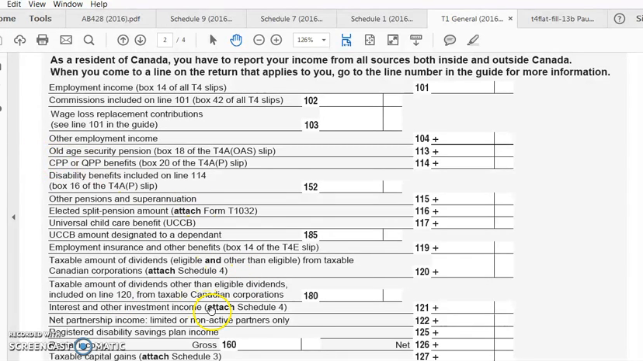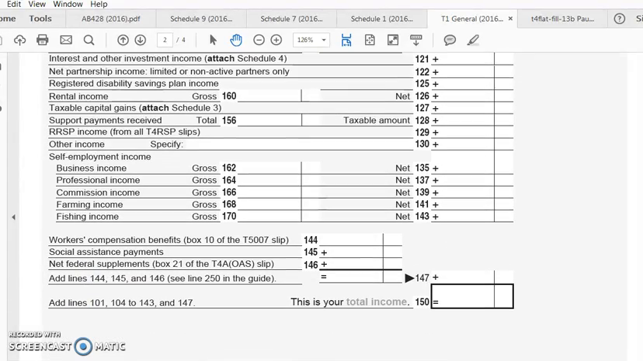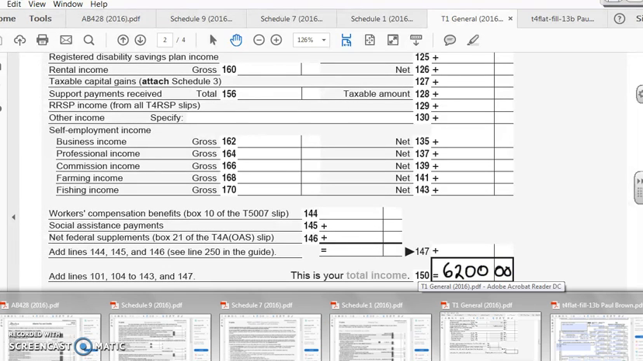He does not receive CPP or EI or old age security. No dividends or interest on investments. No rental incomes or capital gains. All these things will pertain to some individuals, but not in particular Paul Brown. And so the sum of everything in this particular column is $6,200. And we have now finished page 2 of 4.